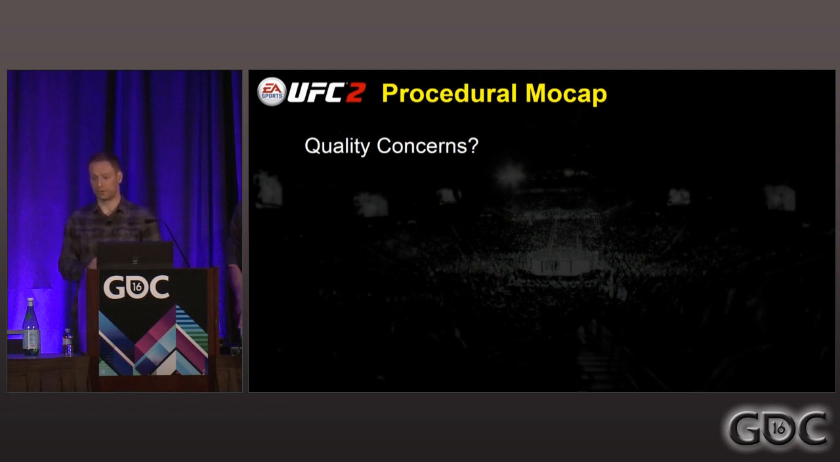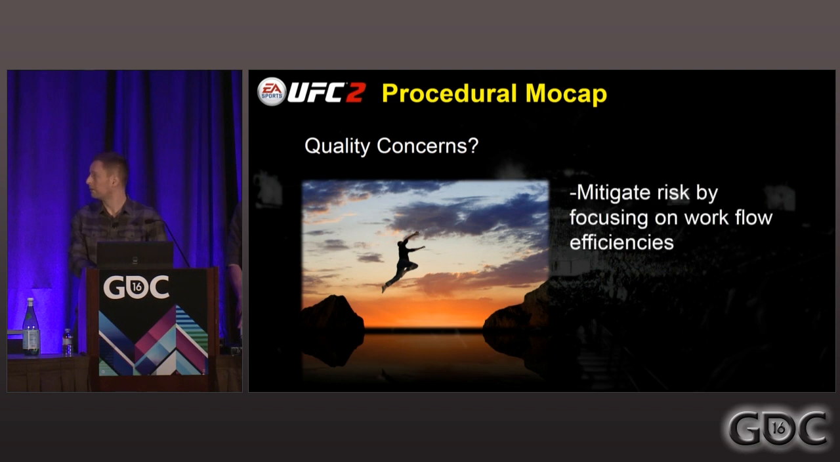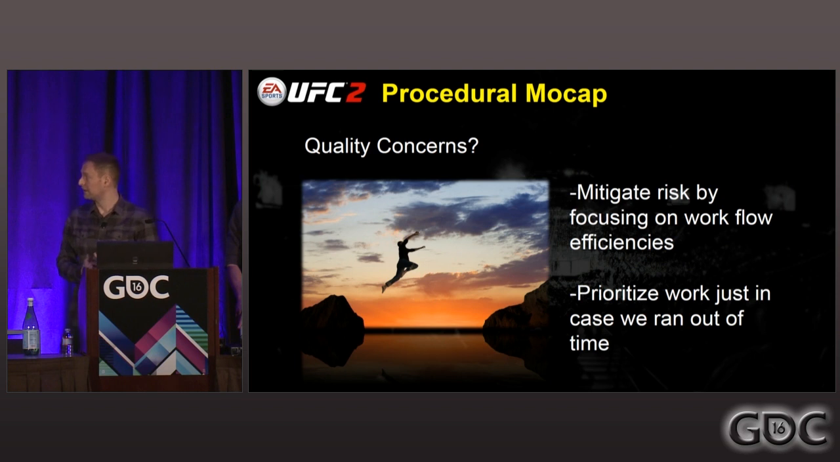The big concern was the quality. We had no idea if we could get this done on time or to a quality level that was necessary to ship the game. So we kind of took a leap of faith here. There was nothing else we could do. We mitigated risk by focusing on workflow efficiencies and prioritizing the work just in case we ran out of time, and coming up with some backup plans for some of the more fringe positions in the game. So that led us into production. Big unknowns. Not really sure if this is going to work, but a plan in place that kind of feels like maybe it would. And Jeremy will take you through production.